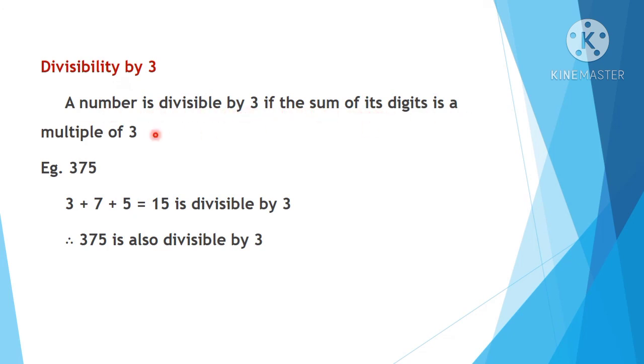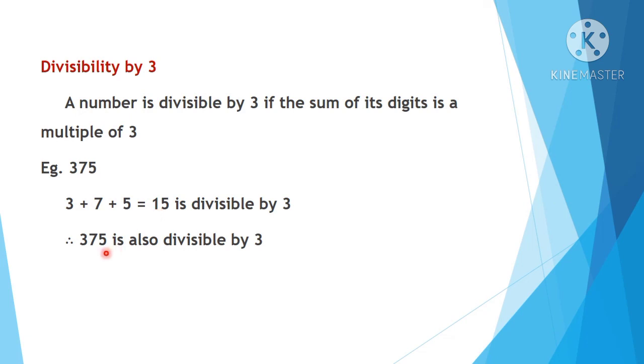Okay, take any number. Here I have taken a 3-digit number. So 3 plus 7 plus 5. You want to add the digits. When you add 3 plus 7 plus 5, you get the answer 15. Then divide and see whether 15 is divisible by 3. Yes, 15 is divisible by 3. Then we can say that 375 is also divisible by 3.